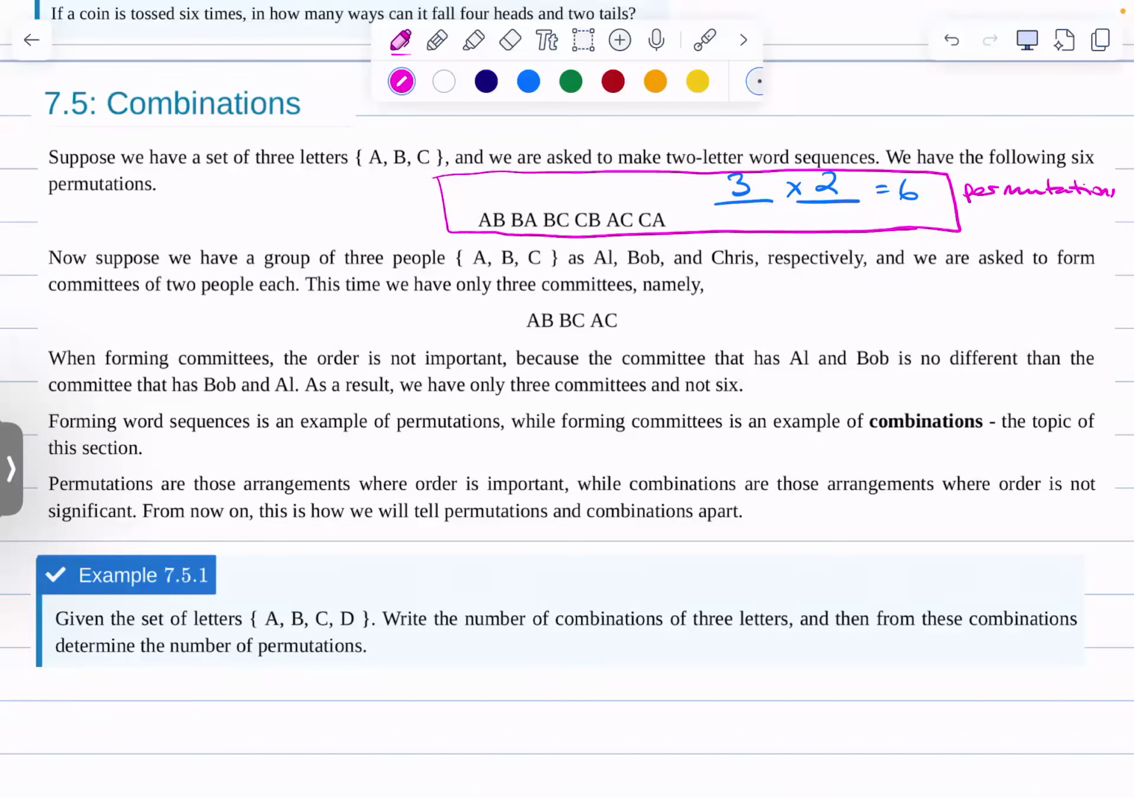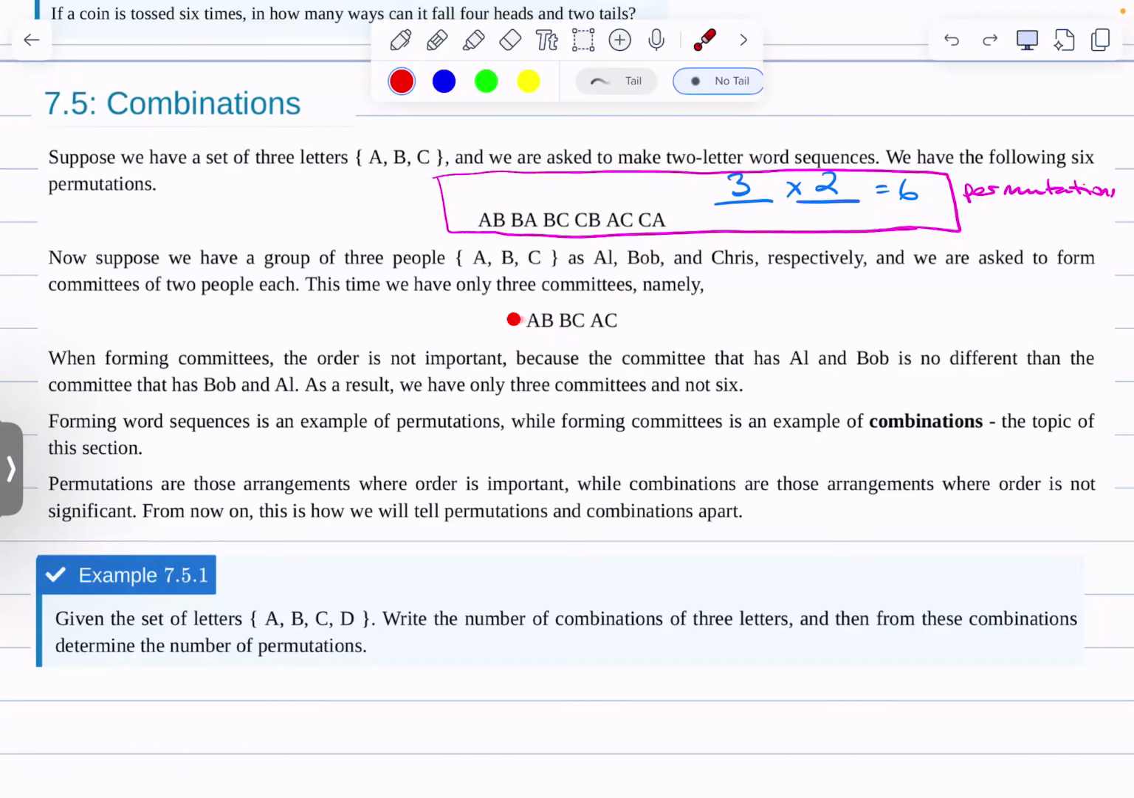Now, what if we don't have letters? Maybe we have Al, Bob, and Chris, and we think about a committee. Committees of 2 people. Then it doesn't matter if we have Al and Bob. That's not a different committee from Bob and Al, right? That's the same committee. Someone would say you're bonkers for counting those committees twice. So really, we can summarize the committees as AB, which also involves BA, BC, which also involves CB, and AC, which also involves CA.